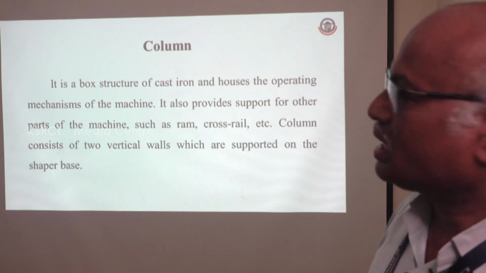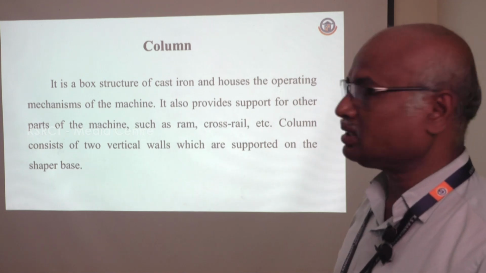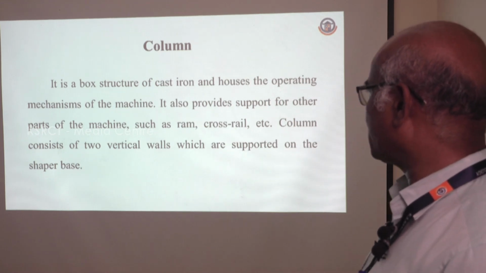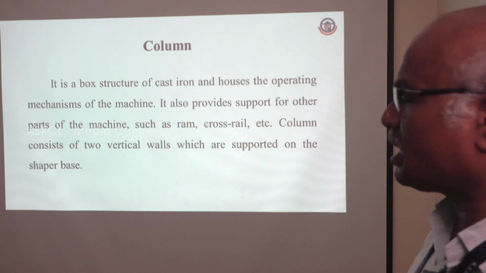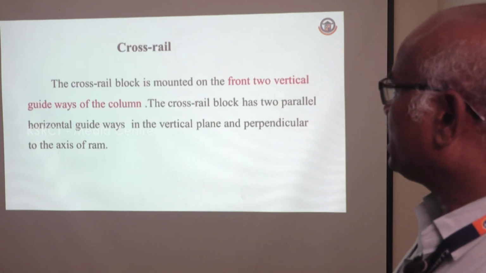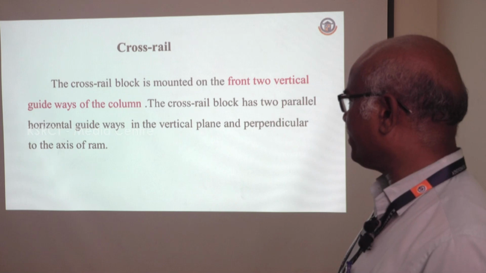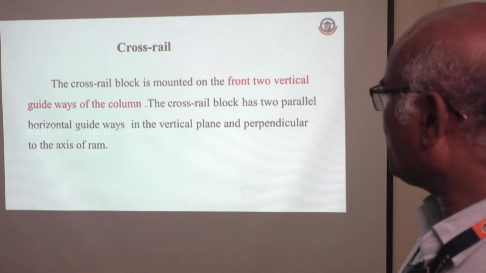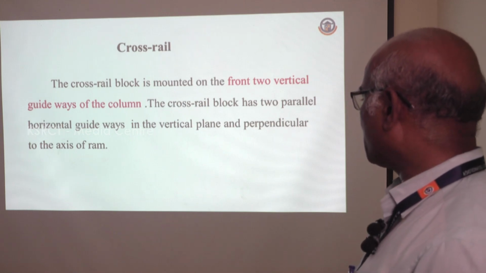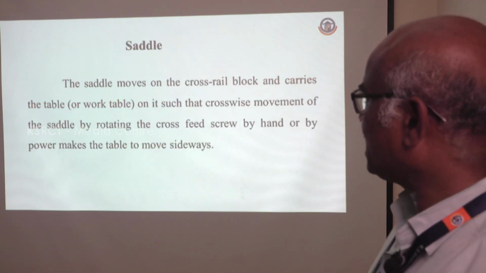Next, the column portion. The column is a structure of cast iron and houses the operating mechanism of the machine. It also provides support for other parts of the machine, such as the ram and cross rail. The column consists of two vertical bars, which are supported on the shaper base. Then the cross rail. The cross rail block is mounted on the front two vertical guideways of the column. The cross rail block has two parallel horizontal guideways in the vertical plane and perpendicular to the axis of the ram.